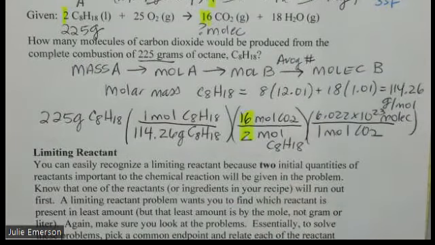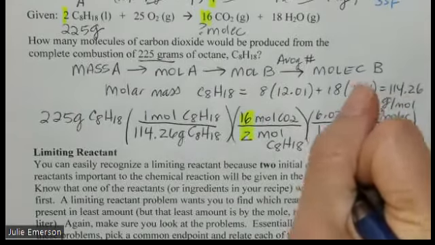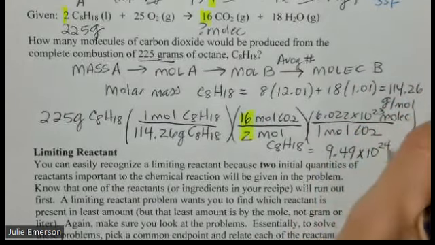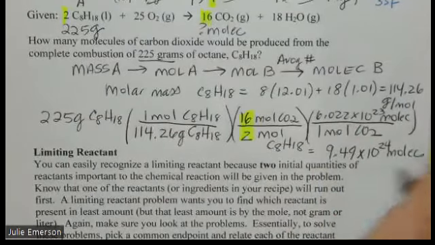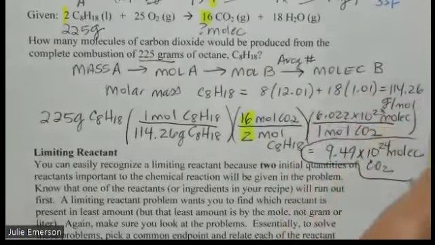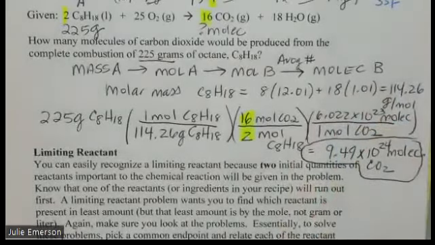So 225 divided by 114.26 times 16 divided by 2, and then multiply that by 6.022 EE23, and we'll keep our 3 significant figures. So I get 9.49 times 10 to the 24 molecules of CO2. All right, so that would be using Avogadro's number to calculate particles.